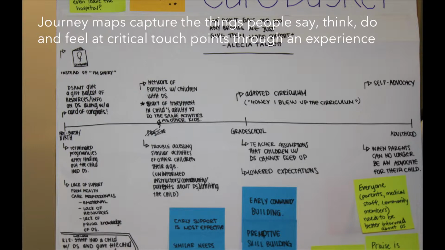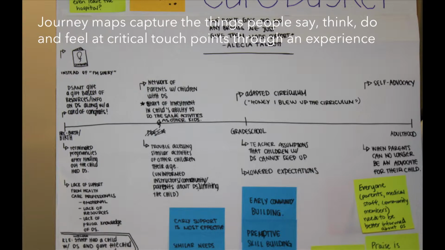Journey maps capture the critical things that people say, think, do, and feel at critical touch points throughout the experience. The main difference between a journey map and a persona is that a journey map occurs over a period of time. Consider this journey map from a project that was worked on by a team looking at families with Down syndrome. They first started thinking, what are the critical touch points of a family with Down syndrome?